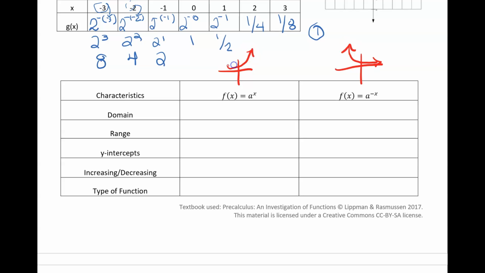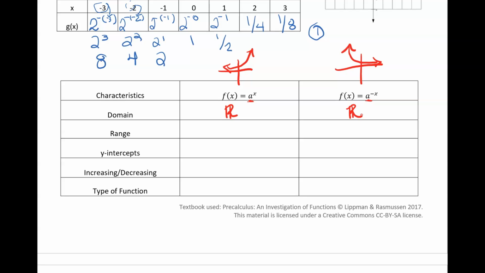So let's make some general observations of just a to the x or a to the -x. You'll notice that our domain was all real numbers. And so let's note that as an R with a double stem. That's your all real numbers. There were no x's we didn't use. We have negatives, we have positives, we have 0. So both of these are all real numbers.